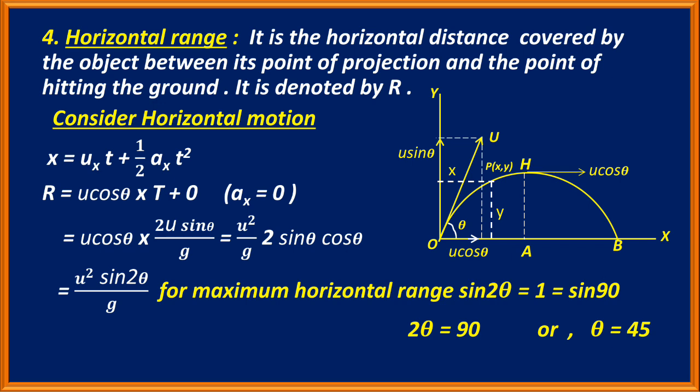Now, for maximum horizontal range, sin 2 theta equal to 1 equal to sin 90, and 2 theta equal to 90, or theta equal to 45. So, to get the maximum horizontal range, the body is thrown at an angle 45 degree with the horizontal.